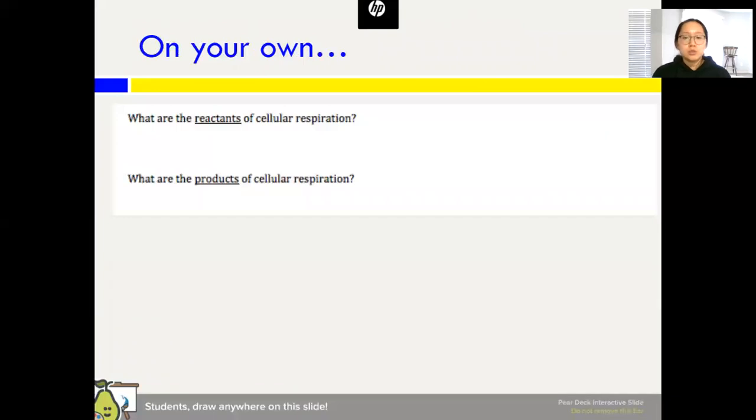So you can draw your text boxes to answer these questions. If you need to, you can also scroll the video back a little bit to rewatch the last slide. What are the reactants of cellular respiration? Hint, hint, on the left side. And then what are the products of cellular respiration? Hint, hint, on the right side. So go ahead and pause and answer these questions in your Pear Deck.